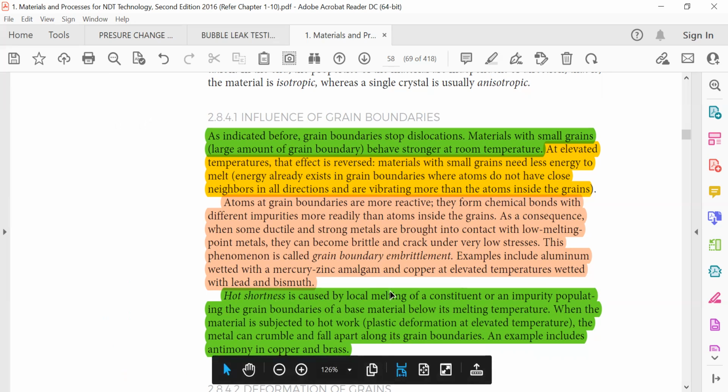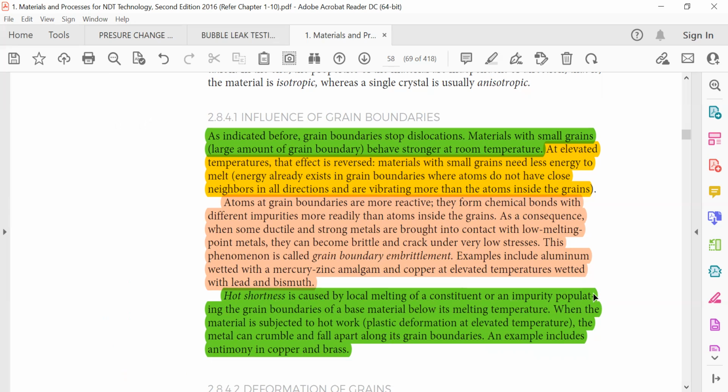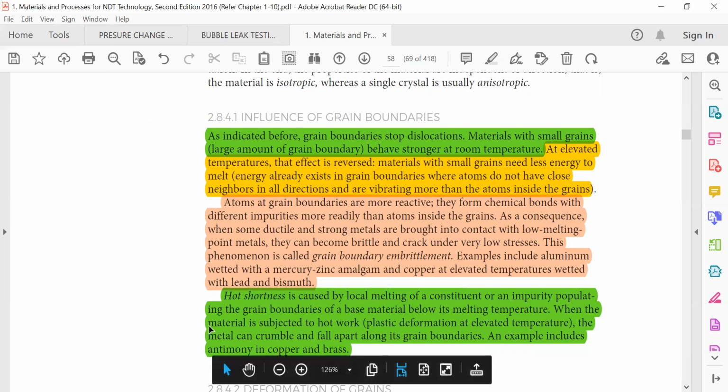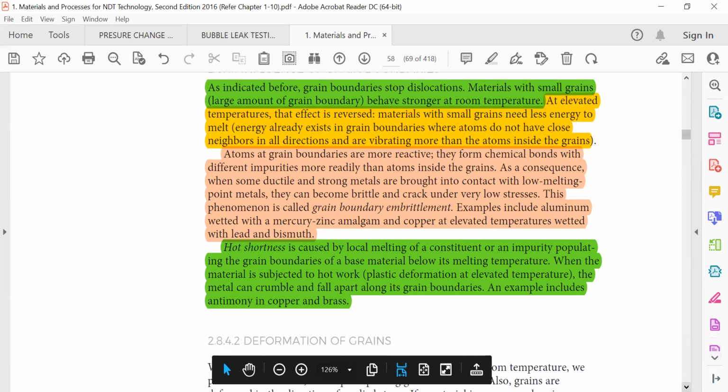Hot shortness is caused by local melting of a constituent or an impurity populating the grain boundaries. And then what will happen? If the material is subjected to hot work, the metal can crumble and fall apart along the grain boundaries. That is antimony in copper and brass. That is the problem.